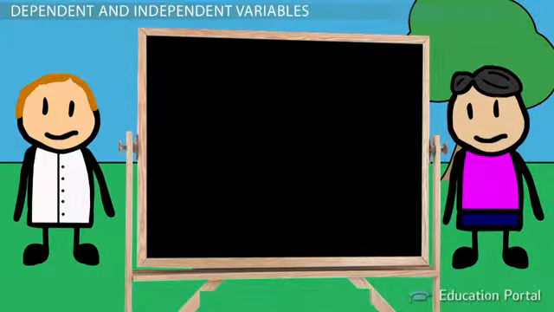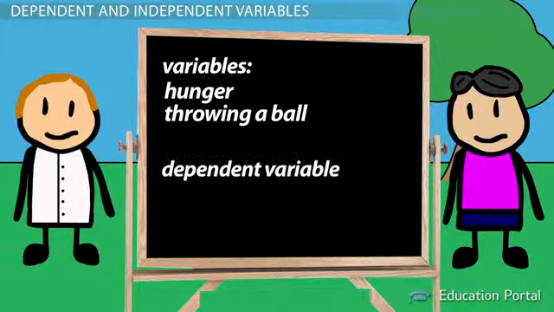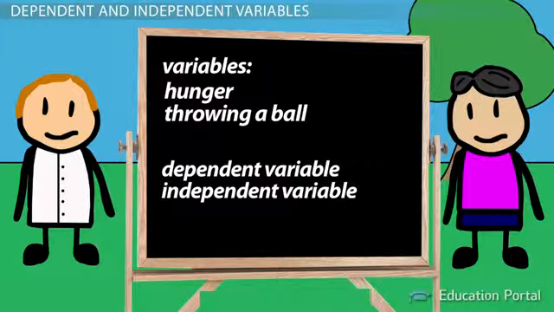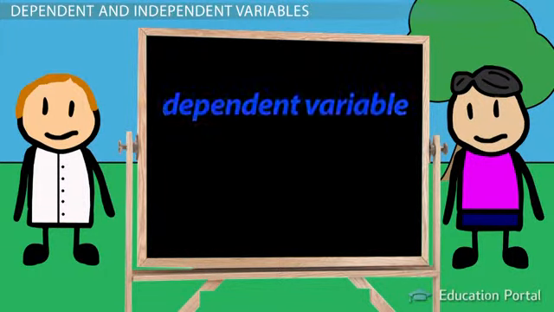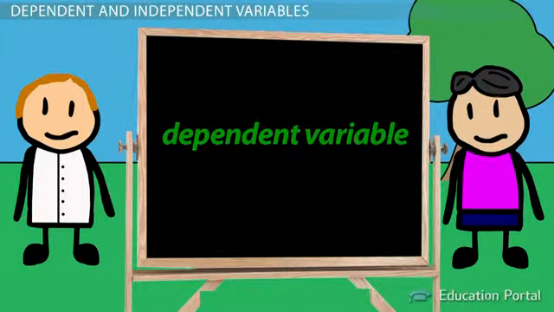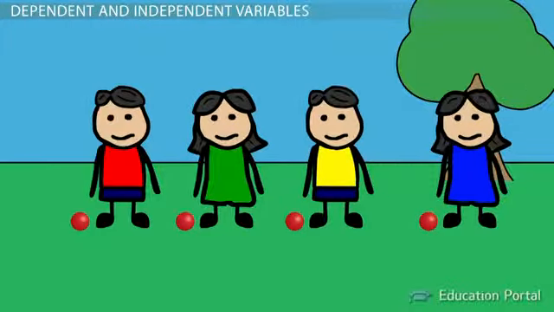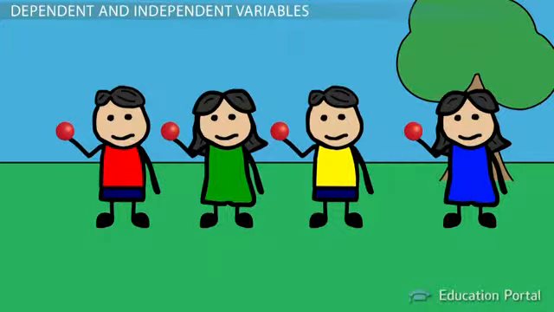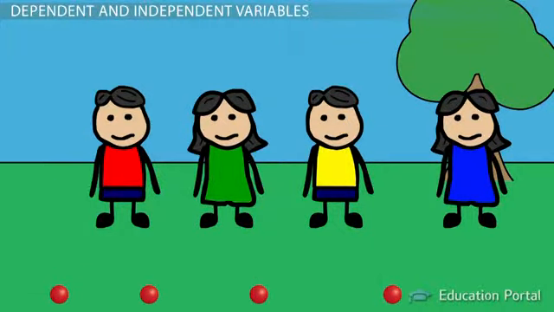A moment ago we discussed the 2 variables in our experiment, hunger and throwing a ball. But they are both better defined by the terms dependent or independent variable. The dependent variable is the variable a researcher is interested in. The changes to the dependent variable is what the researcher is trying to measure with all their fancy techniques. In our example, your dependent variable is the person's ability to throw a ball. We're trying to measure the change in ball throwing as influenced by hunger.